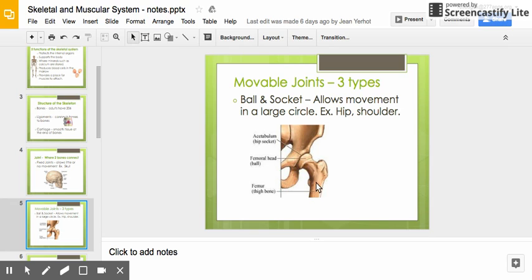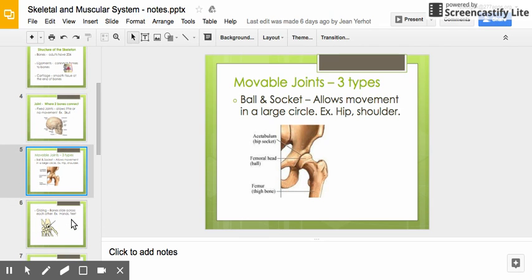And you can see here the femur, a large bone in your thigh, has a ball-shaped end to it that fits into a circular opening, a socket in the pelvis. You have the same thing in your arm and shoulder.